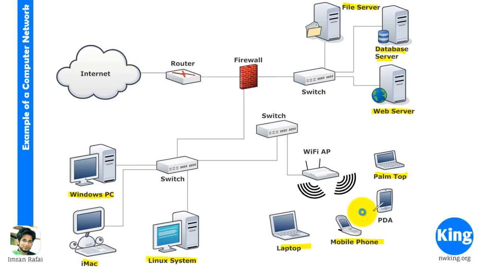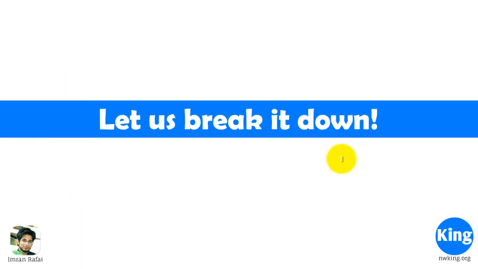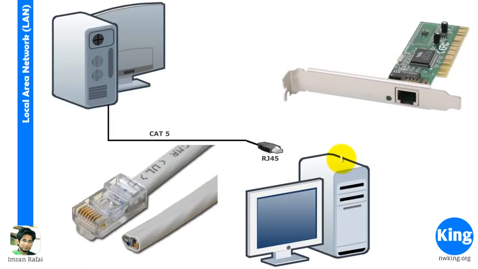Let's try to break this down a little further and see how the internet works. If you look at the picture on your screens, this is the very basic network: two computers connected with a wire. In this case, we will use a Cat5 cable. A Cat5 cable looks something like this.